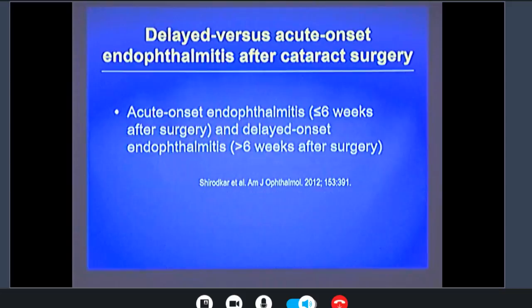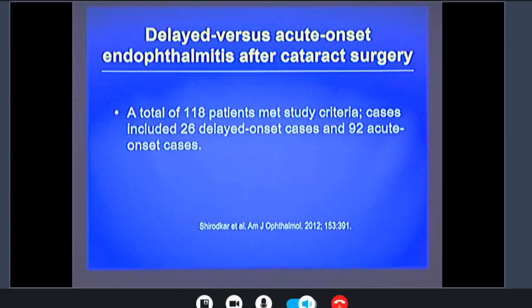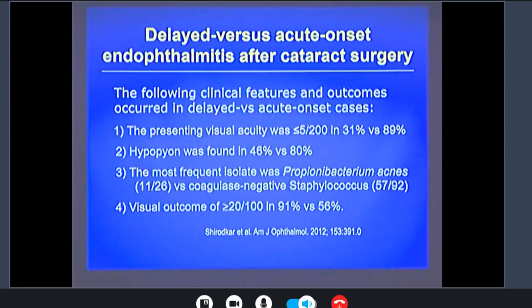Now, just to show you, this is a study that was published in 2012, and this is just a summary of what I just said. They compared a series of patients with acute post-cataract endophthalmitis versus chronic endophthalmitis. They defined acute endophthalmitis as 6 weeks or less after surgery, and chronic endophthalmitis as more than 6 weeks after surgery. They have a total of 118 patients, included 26 delayed onset cases and 92 acute onset cases. And then they looked at the differences between the two groups.